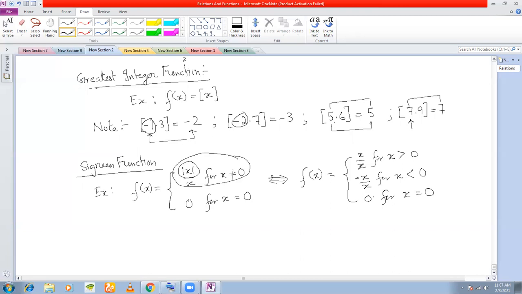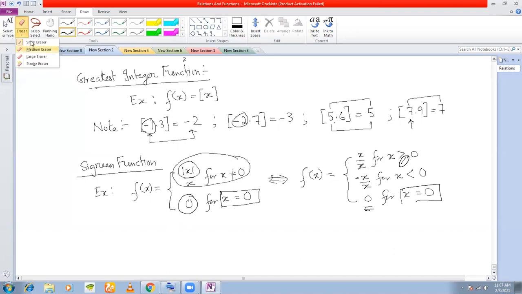You can break it in this way. Why did I remove this equality here? I removed this equality here because I saw that at x is equal to 0, I have a particular value of the function. See here, at x is equal to 0, don't I have the value 0 here? That is why I removed the equality from here.